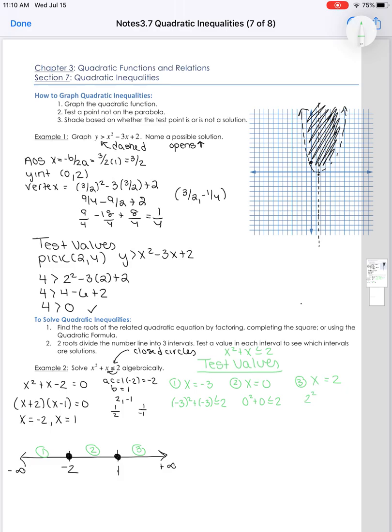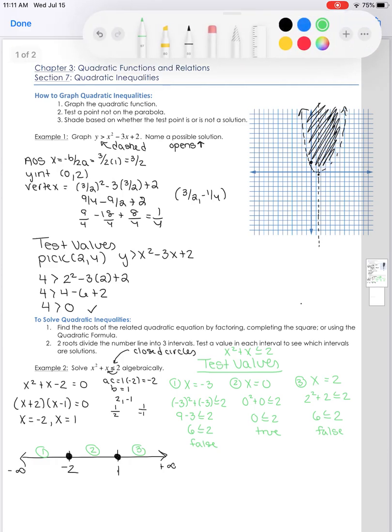So my inequality is right here. Notice there's only an x. So I have -3 squared plus -3 is less than or equal to 2, 0 squared plus 0 is less than or equal to 2, or 2 squared plus 2 is less than or equal to 2. And I'm going to simplify. So I get 9 minus 3, so 6 is less than or equal to 2, 0 is less than or equal to 2, or 6 is less than or equal to 2.